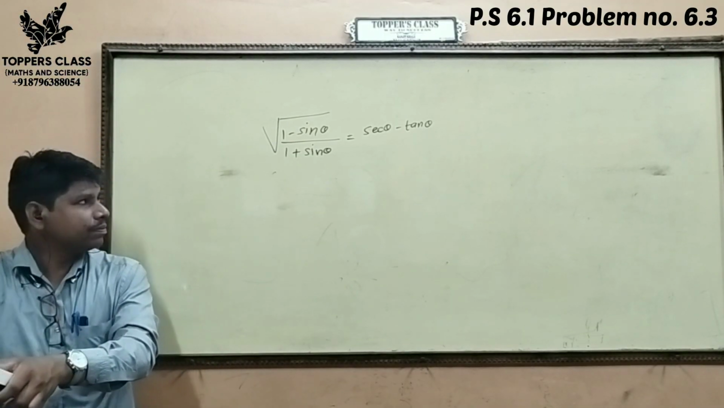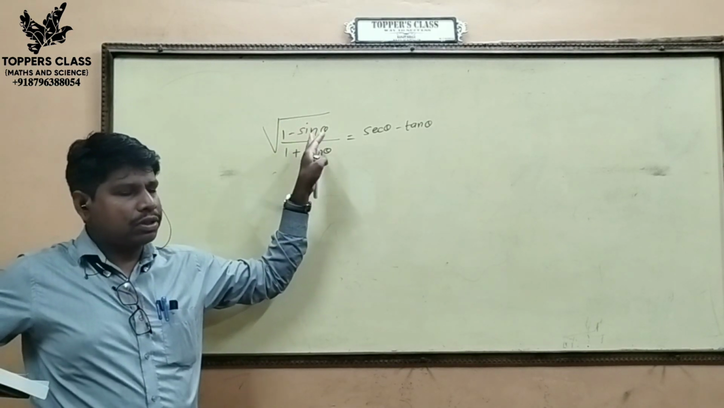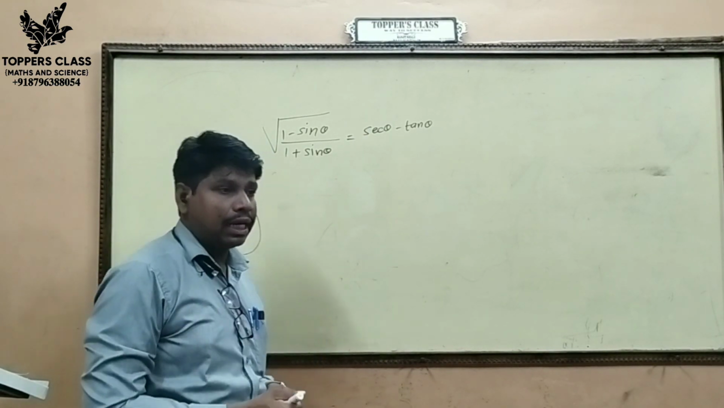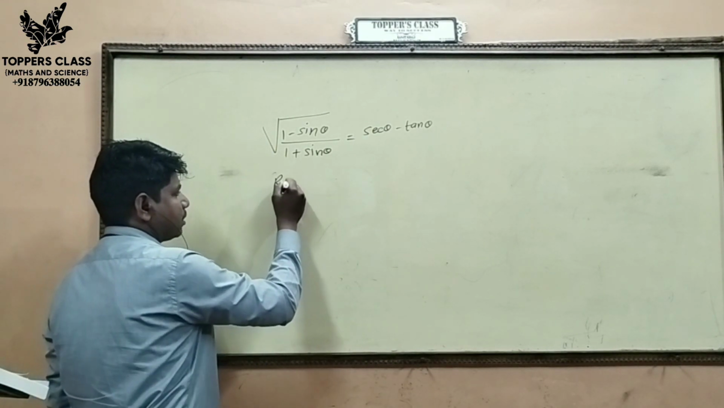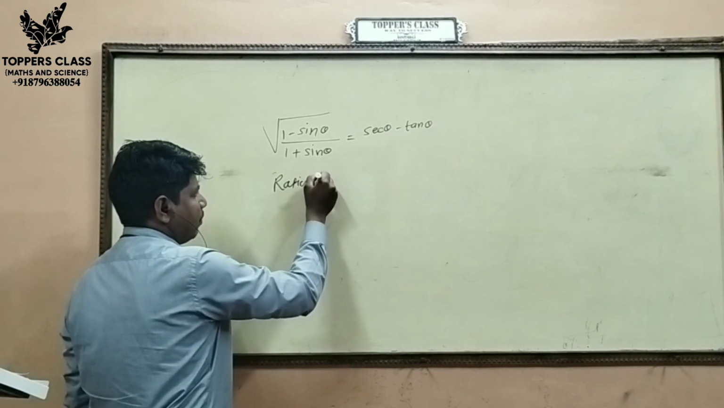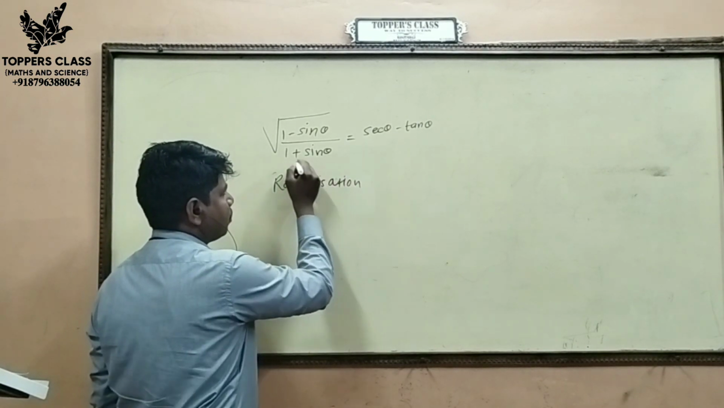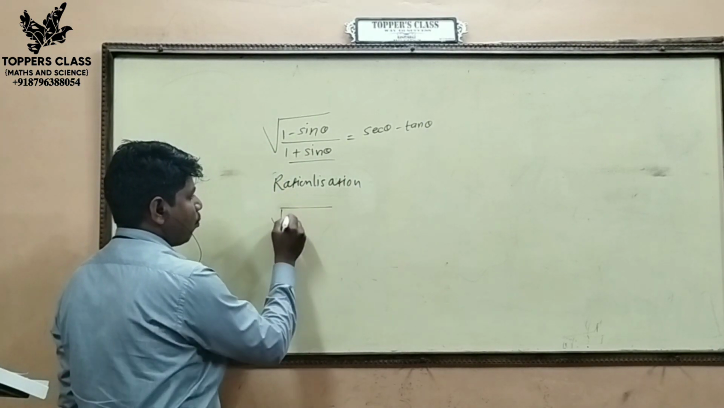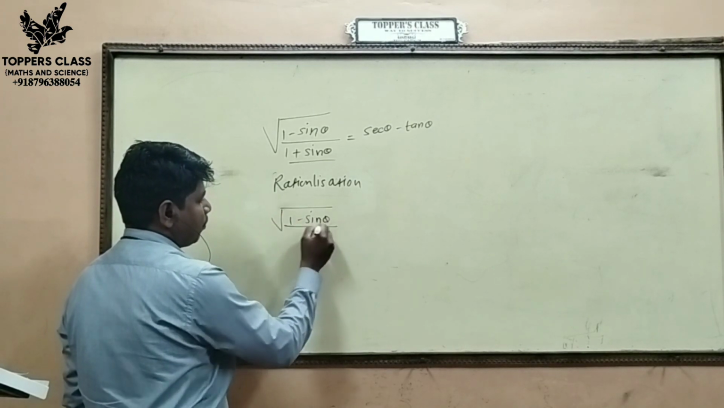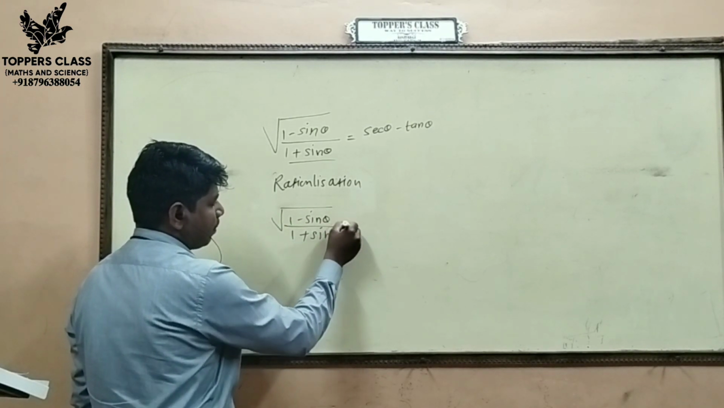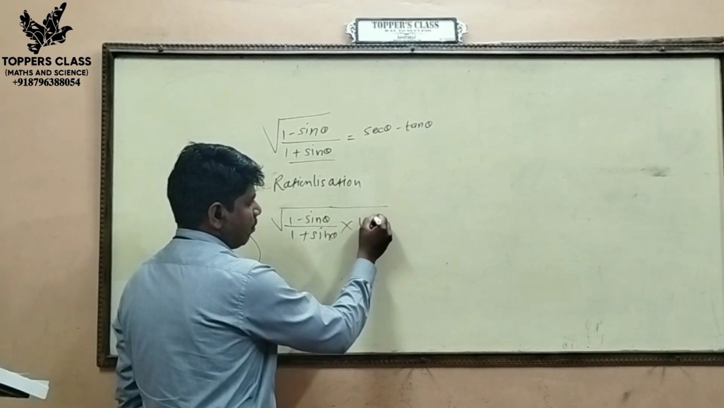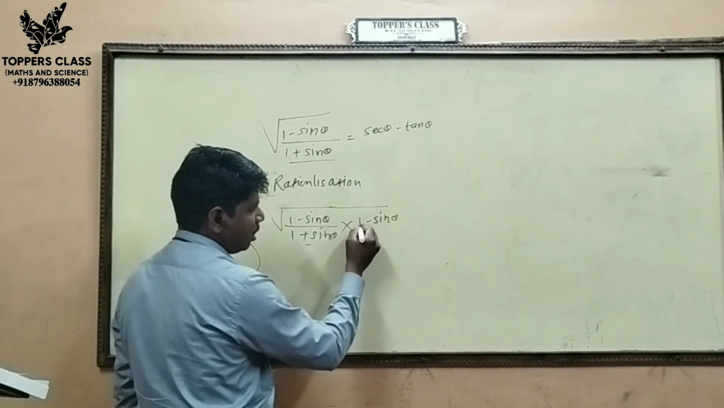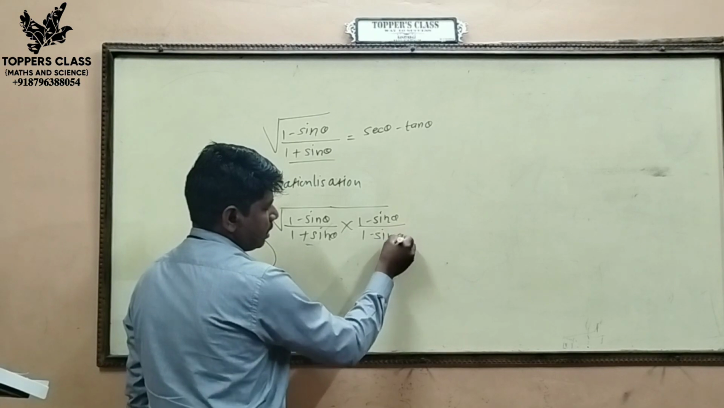Now see third problem. That is square root of 1 minus sin theta upon 1 plus sin theta is equal to sec theta minus tan theta. Now here we have to do the rationalization process. When we have to do the rationalization, we just have to change the sign of the denominator. So here you can write 1 minus sin theta upon 1 plus sin theta multiplied by 1 minus sin theta, where we change the positive sign of the denominator into minus.